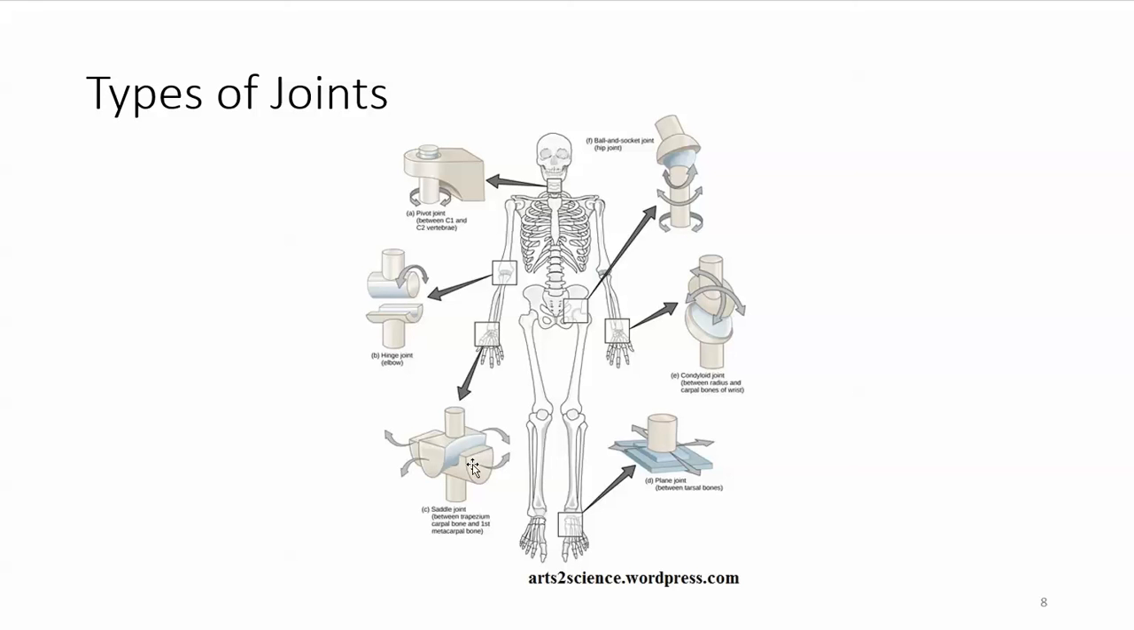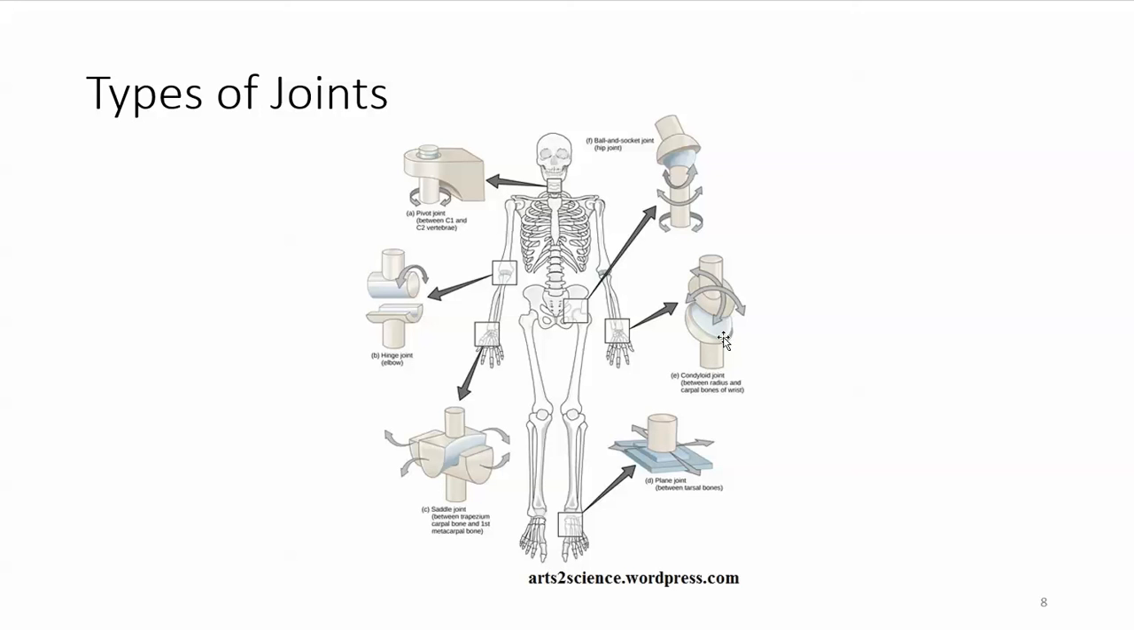The saddle joint permits the same movements as the condyloid joints but allows greater movement. You'll find this in the carpometacarpal or trapeziometacarpal joint and the sternoclavicular joint. The plane joint, it's a gliding joint. Allows only gliding or sliding movements. The carpals of the wrists, the acromioclavicular joint.